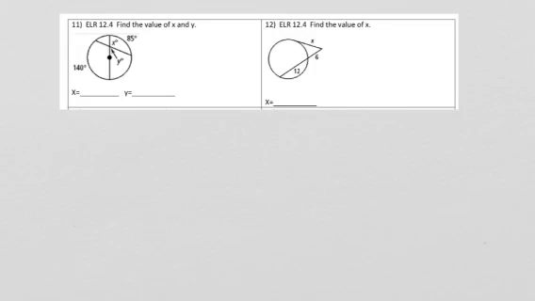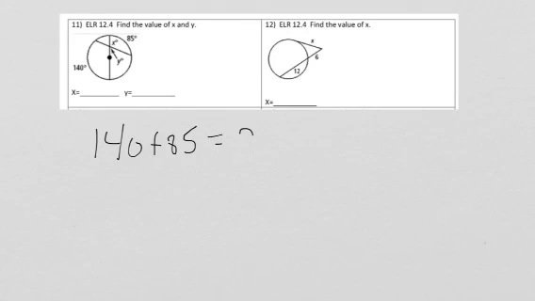Okay, moving right along, find the value of x and y. Okay. Hold up. This was kind of boring. Okay, so x is in the middle, or the interior of the circle. So that means that x is equal to 1/2 the sum of those two opposite arcs.